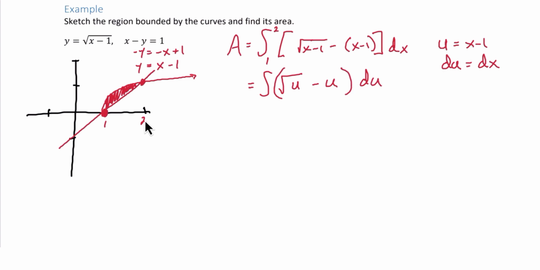And then our new limits of integration, we want to plug 1 into u. 1 minus 1 is 0. And then we'll plug in the upper limit of 2. 2 minus 1 is 1, meaning we're going now from 0 to 1. Now we integrate, we get 2/3 u to the 3/2 minus 1/2 u squared. And we're evaluating from 0 to 1.